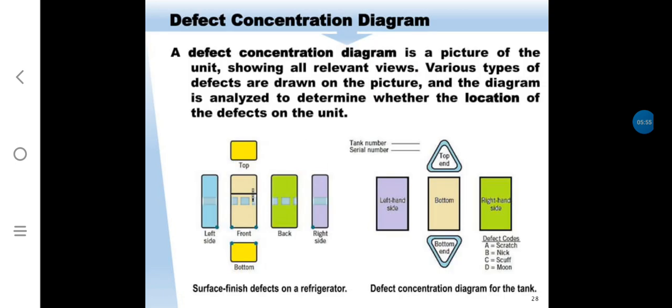The next one is the defect concentration diagram. A defect concentration diagram is a picture of the unit showing all relevant views. Various types of defects are drawn in the picture, and the diagram is analyzed to determine whether there is a pattern in the location of the defects in the unit. Actually, this is a graphical and pictorial representation, and using defect concentration diagrams we can identify where the defect is, where the problem lies, and so on.